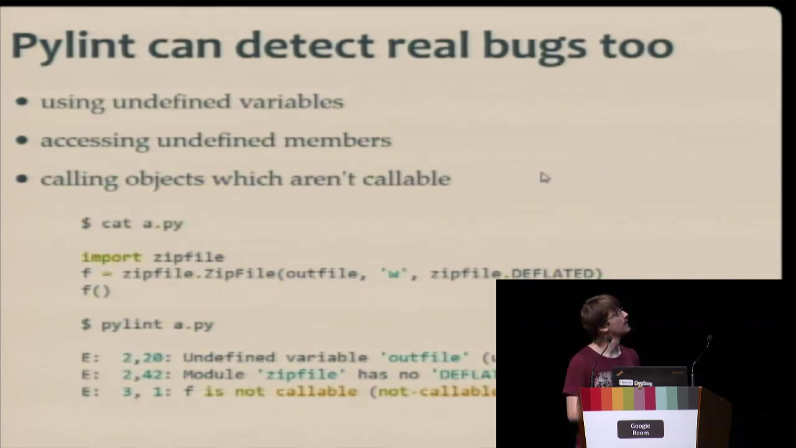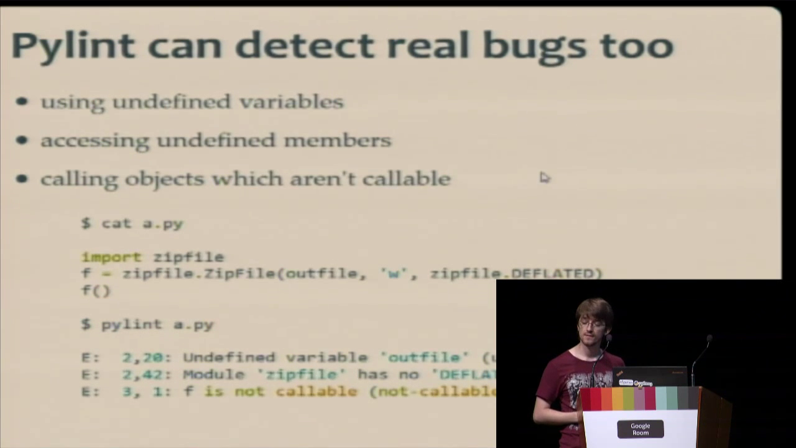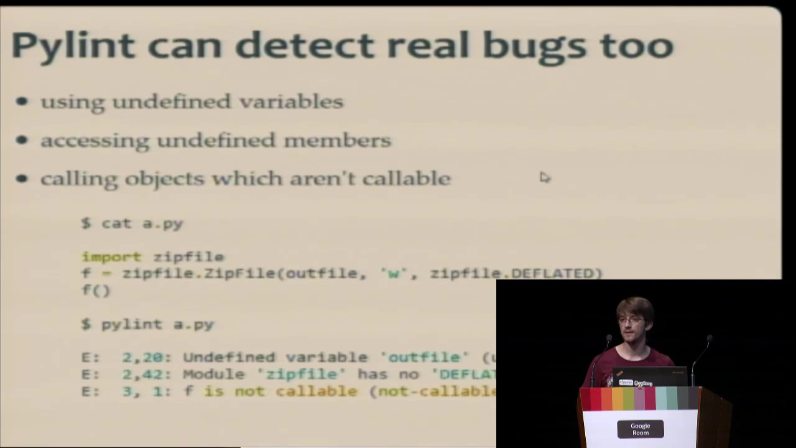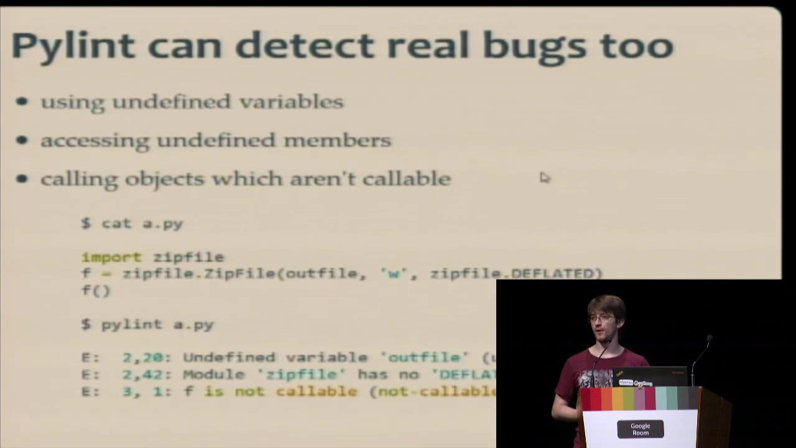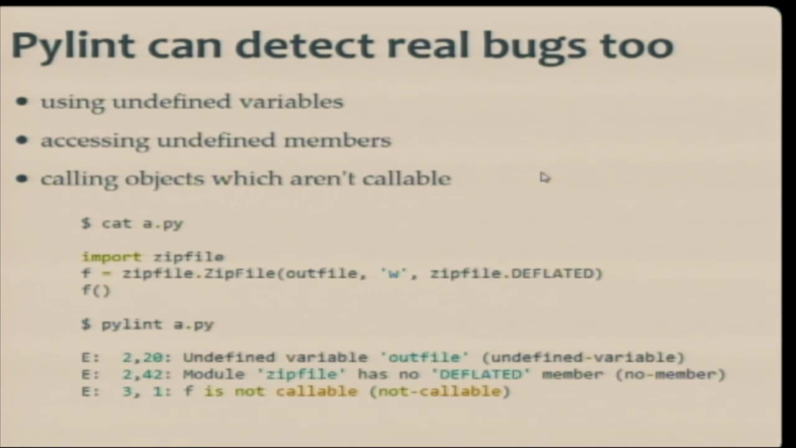Okay. But we can detect more serious bugs than this, like using undefined variables or trying to access members that don't exist, or calling functions that aren't functions, like calling an integer. And as you can see here, Pylint detects this kind of stuff, and it's really nice for a static analysis tool to tell you that you made a mistake in your program.